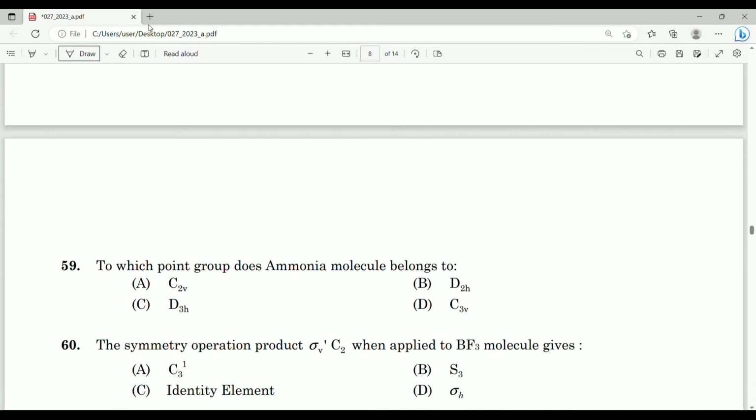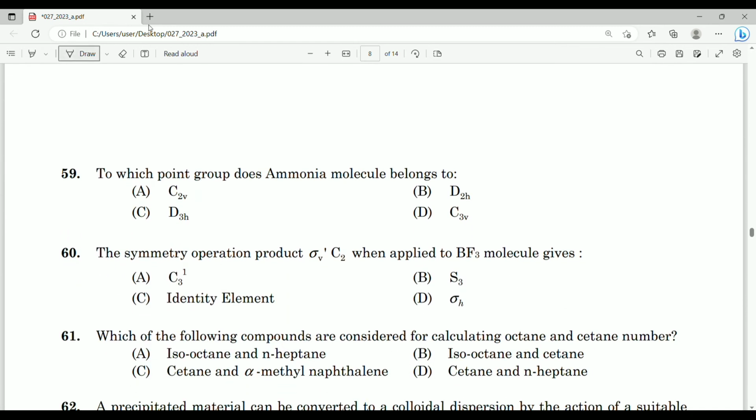To which point group does ammonia molecule belong? Very simple question. C3V. 60. The symmetry operation product sigma V dash C2 when applied to BF3 molecule gives. So first you have to apply C2, then sigma V dash. So that's the rule. If XY operation is done to a molecule, first you have to perform Y operation, followed by X. So first C2.